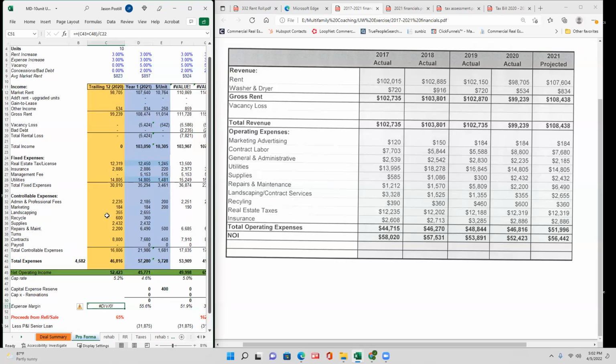This didn't show me the expense ratio, so I'm going to have to build that formula. And what it is, let's see, D43 plus D48. Oh, there's no CapEx. So we don't know if CapEx would go in here, but divided by D22. So total income. Oh.